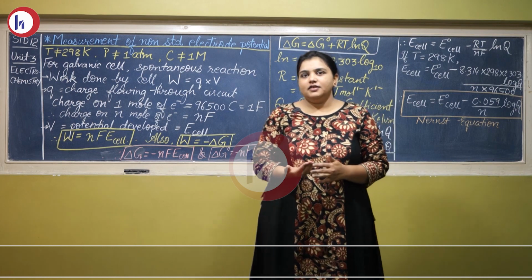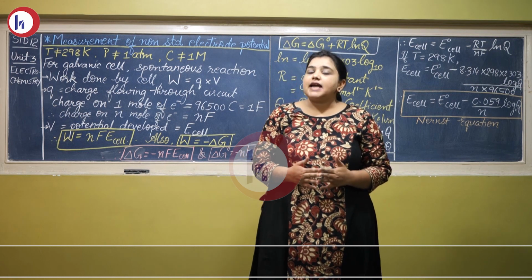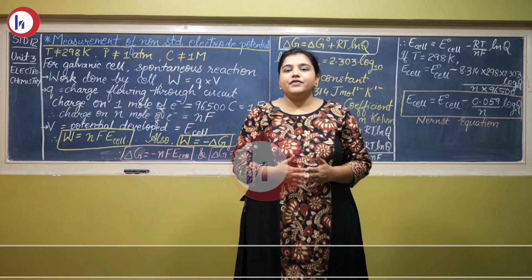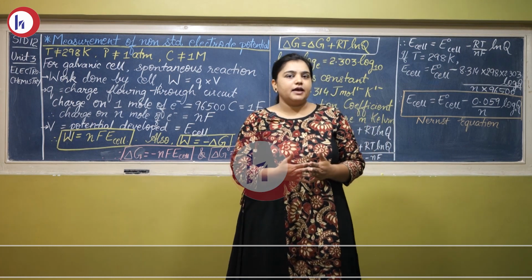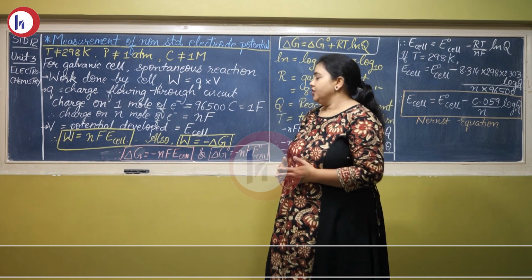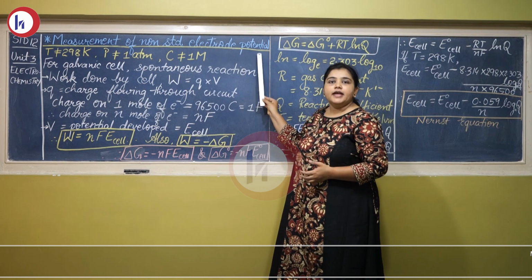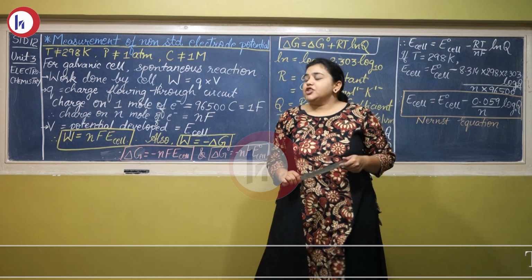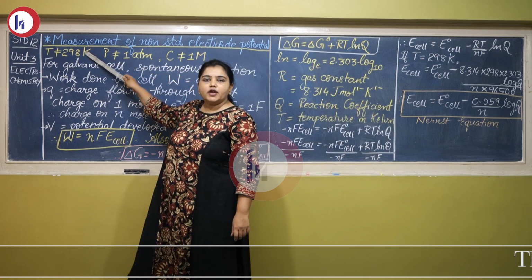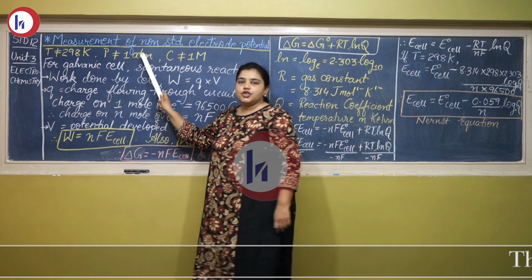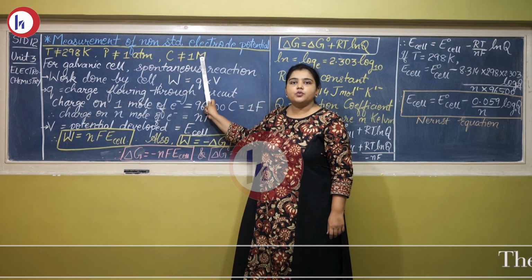In the last lecture, as you have seen, we studied the measurement of standard cell potential, and we found the equation of the standard cell potential, as well as we studied the EMF series. In today's lecture, we are going to study the measurement of non-standard electrode potential, which can be derived if the conditions are temperature is not equal to 298 Kelvin, pressure is not equal to 1 atmosphere, and the concentration is not equal to 1 molar.